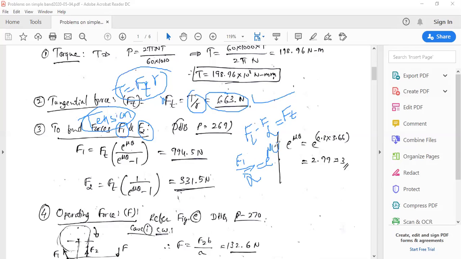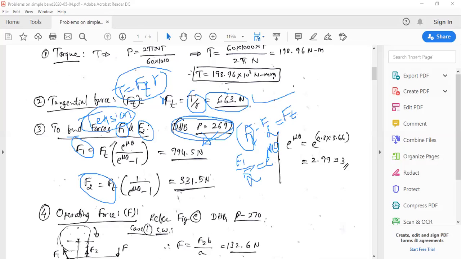Here we have to replace one of the terms, either F1 or F2, in terms of e raised to mu theta, and the other one. For example, F1 is F2 into e raised to mu theta. So F1 is replaced by F2 into e raised to mu theta, so that the equation for F2 is obtained like this. Or otherwise you can directly refer to the data handbook, page number 269. Page number 269 gives the expressions for F1 as well as F2. These conversions are done using these two fundamental expressions itself. So F1 is Ft into e raised to mu theta divided by e raised to mu theta minus 1.